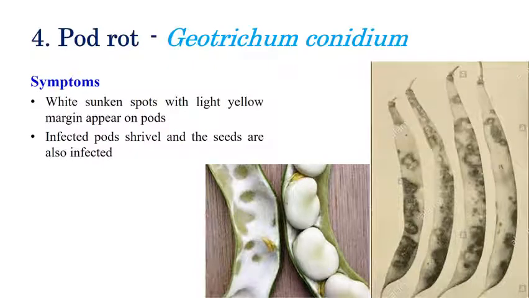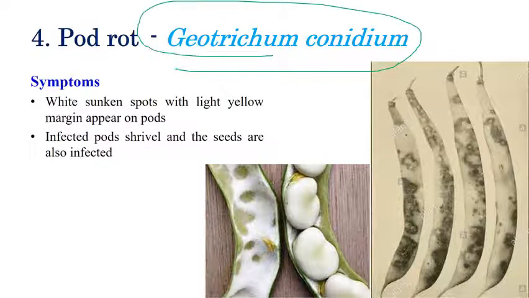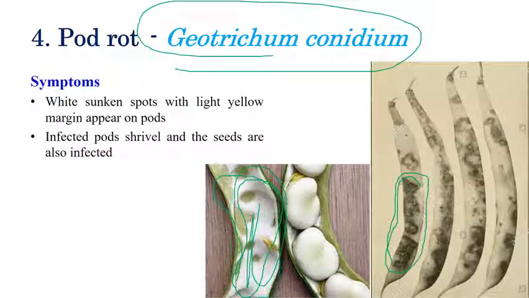Coming to the fourth one, pod rot, which is caused by Geotrichum candidum. Coming to the symptoms, as with anthracnose, we can see water soaked lesions on fruits. If you open the pods, we can see white mycelial growth. The pods are shriveled and the seeds are also infected with white mycelial growth, as we can see here.